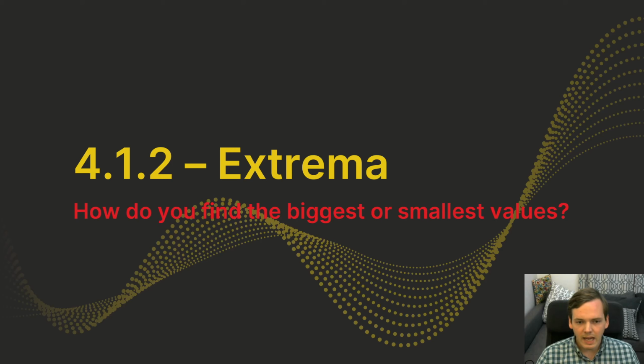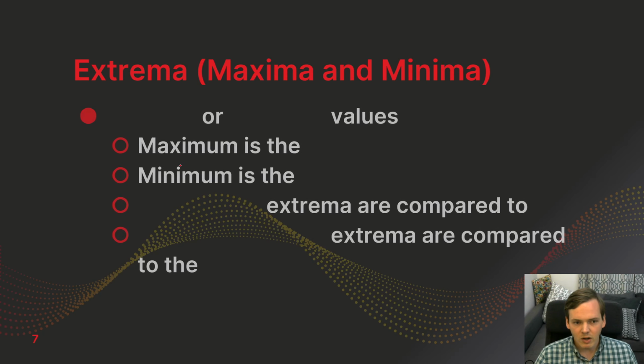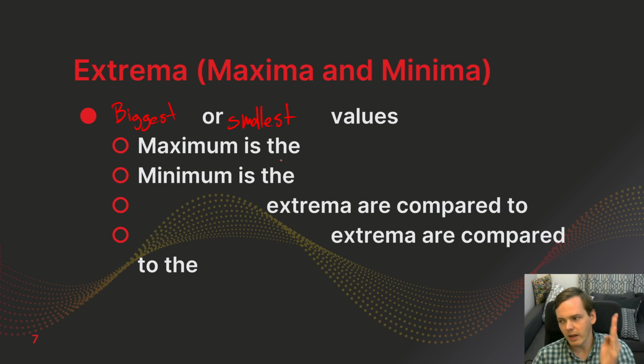Next, we're going to look at extrema, and these are just the biggest and smallest values on an interval. And so the question is, how do we find these values? So to start off, extrema are the biggest or the smallest values on a given range. So between this point and that point, what's the biggest, what's the smallest?